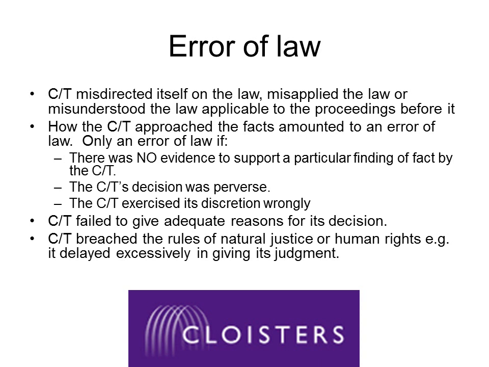There are two other types of error of law to look at, though. One is the failure of the judge or tribunal to give adequate reasons for its decisions, and then finally breaching the rules of natural justice or human rights. So, for example, if there's an excessive delay in giving judgment.